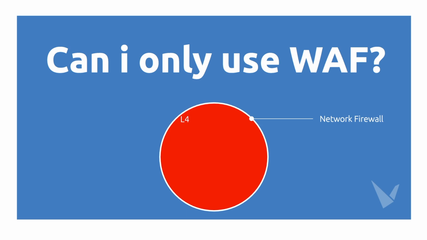So on the screen, you see a red circle. Let's say it is a network-based firewall.